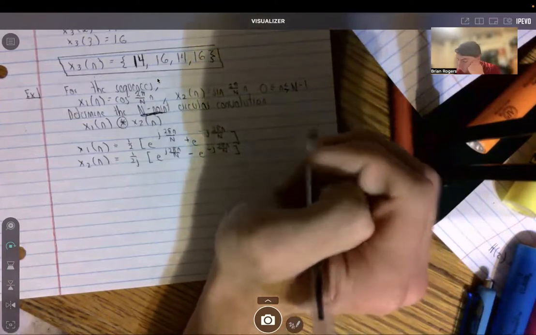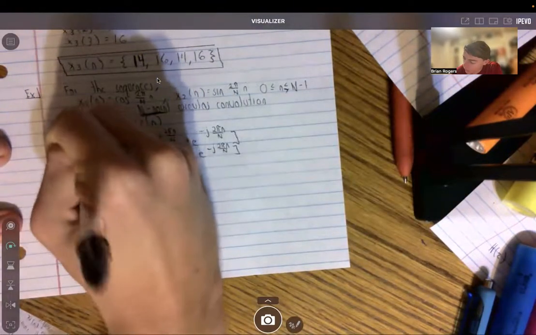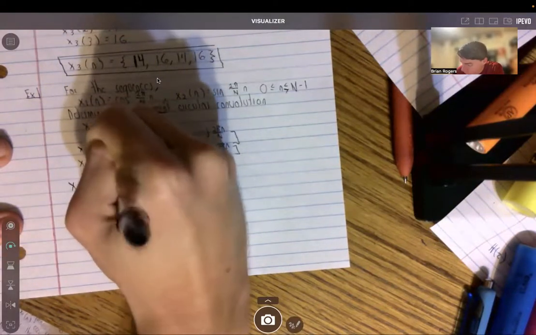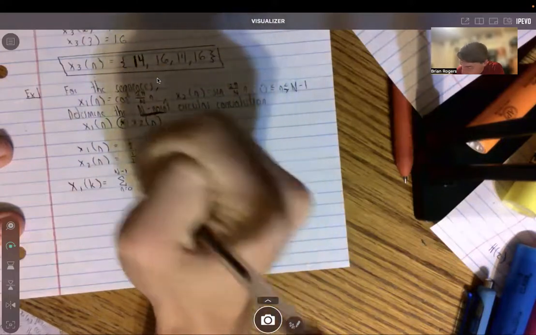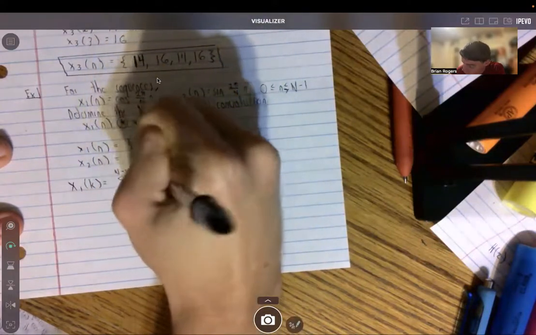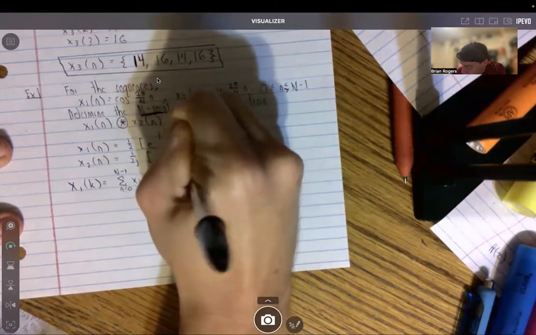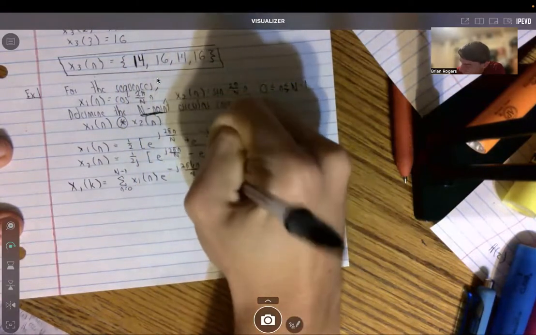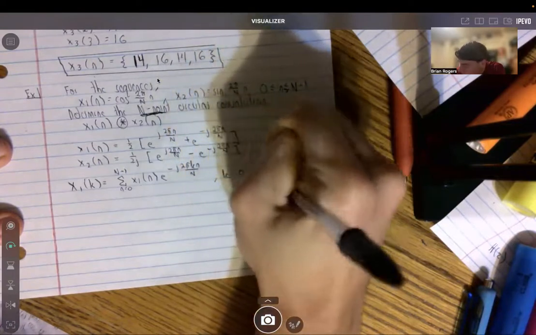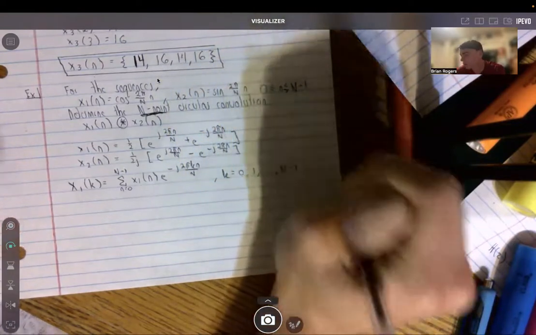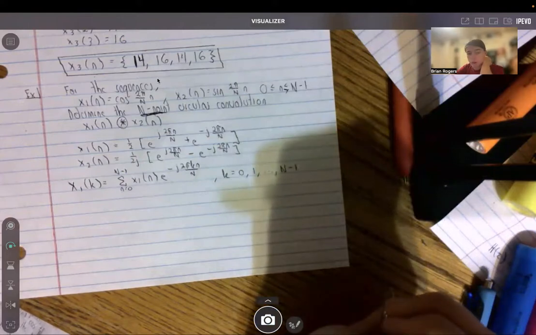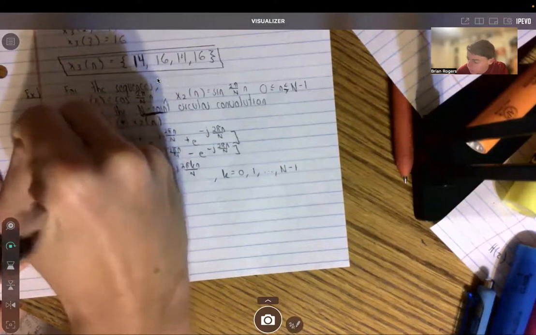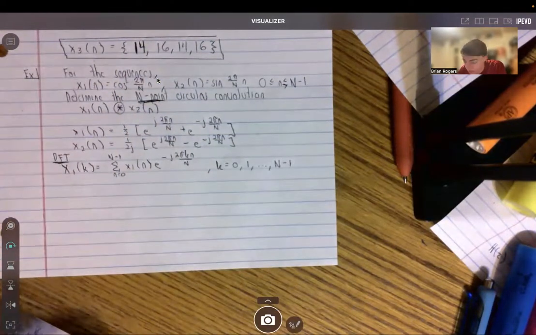And so our X1 of k, if we're doing this in the summation, runs from n equals 0 to N minus 1, x1 of n, e to the negative j 2 pi k n all over capital N, for k equal to 0, 1, and then all the way up to N minus 1. That's literally just from the formula for the DFT, the discrete Fourier transform.